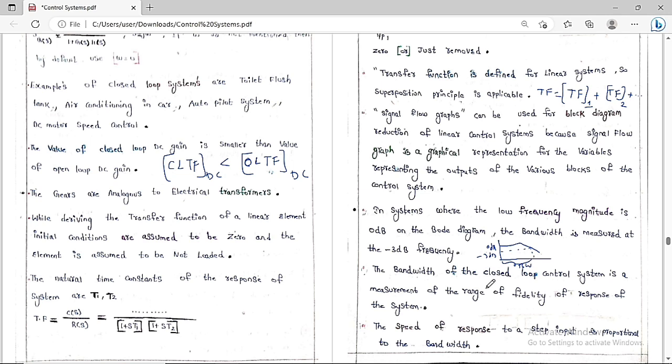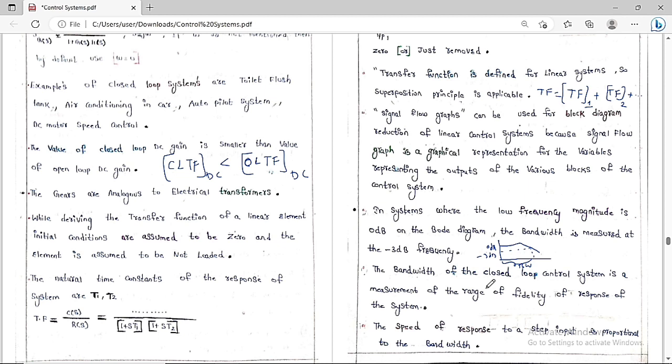The next point is the bandwidth of the closed loop control system is a measurement of the range of fidelity of the response of the system. So what is the meaning of the fidelity of the response of the system? The response of the system can lie in this range of frequencies. So basically the bandwidth of the closed loop control system means the output can have a frequency variation from 0 to the bandwidth frequency, or the cutoff frequency. Also we can say this is the bandwidth frequency.